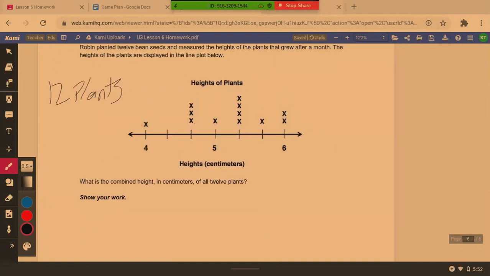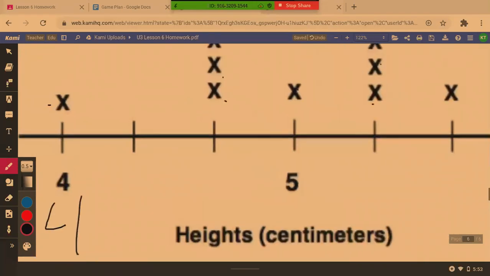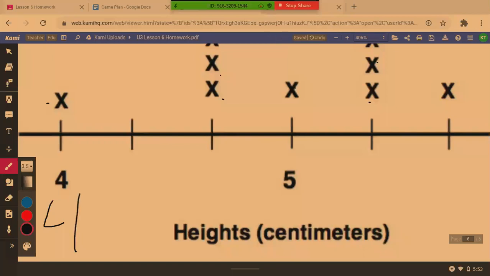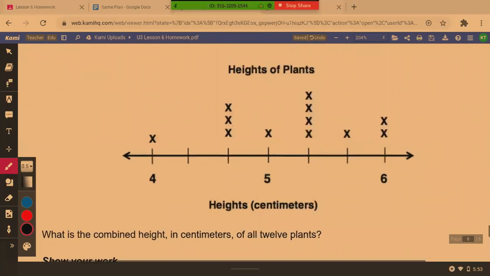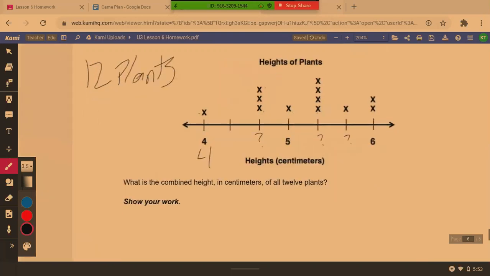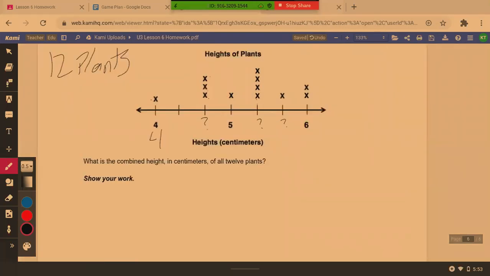Okay. So we have 4 plus, and then we have this number in between. Then 5, a number in between, a number in between, and then 6. So we need to figure out what this value is in order to add up the heights. Because right now, look at this. If I knew the value, I could figure out the amount of that total height.